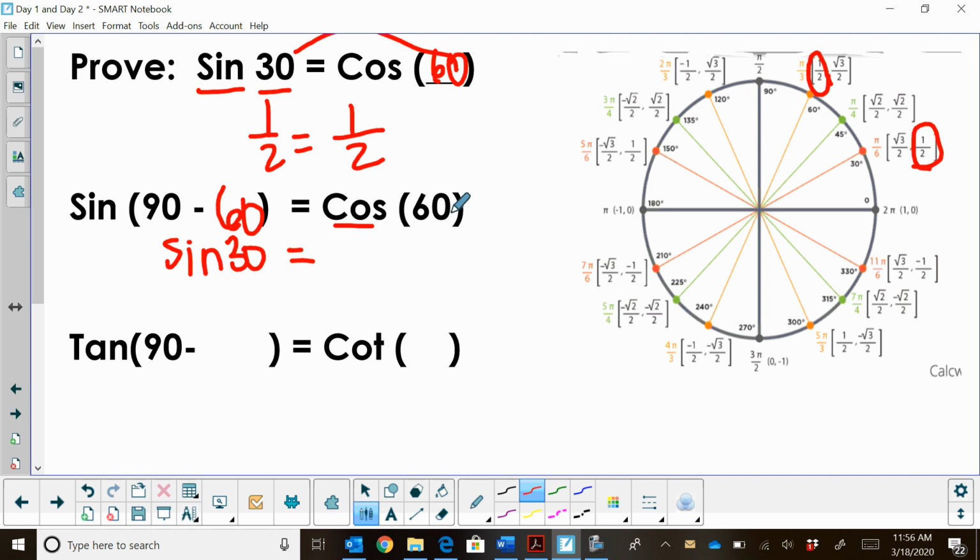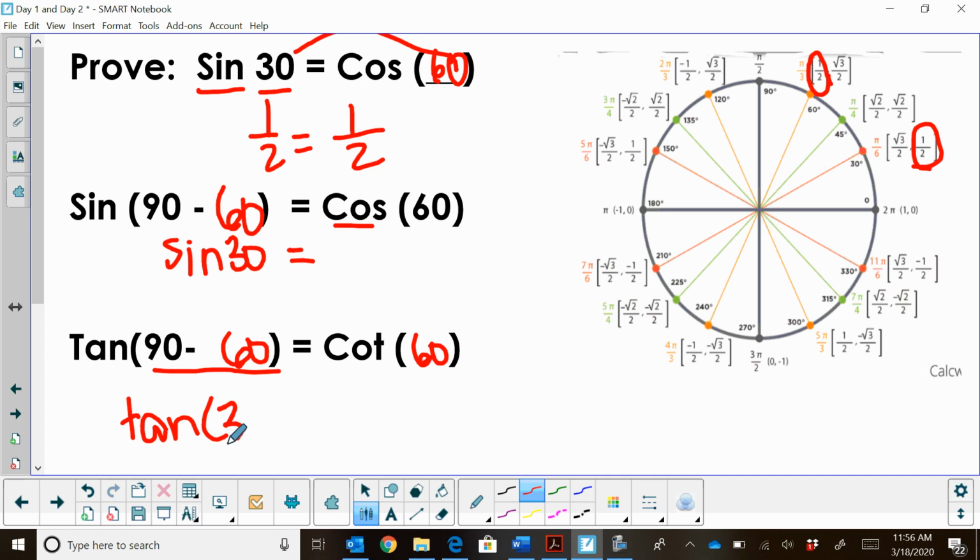So you're just looking at the relationship of those complementary angles. Let's take the tangent of 90 minus 60. That's going to equal the cotangent of 60. So the tangent we would then evaluate at 30. What is the tangent at 30 degrees? Well, that is the square root of 3 over 3.